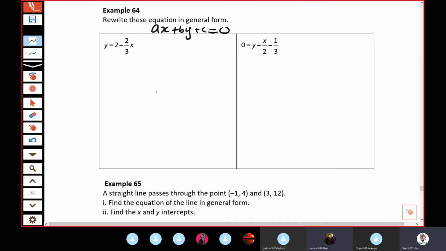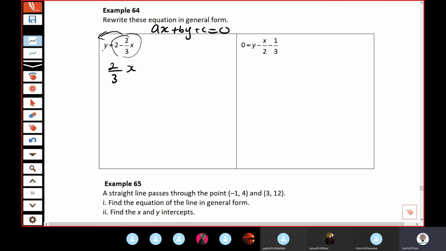Would the x be negative here? It is negative at the moment, yeah. Okay, so we would move it to the left side. Yeah, correct. So then that becomes positive 2 over 3, yep.